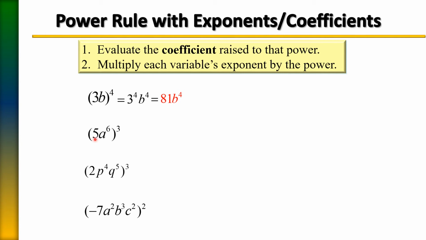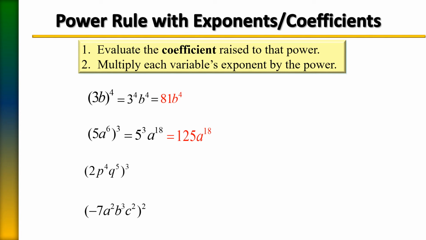We have 5 raised to the 3rd power. A already has a power of 6. When they have a power, you have to multiply their power, and that's going to give you A to the 18th. So that's going to leave you with 5 cubed A to the 18th. We have to solve the numerical part of it. 5 multiplied 3 times is going to give me 125. So the final answer is 125 A to the 18th power.